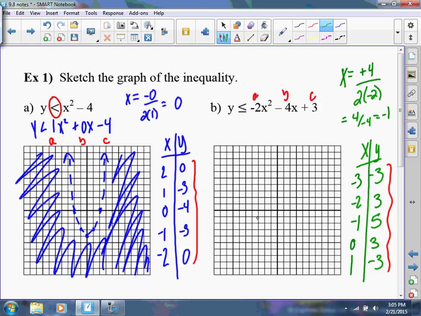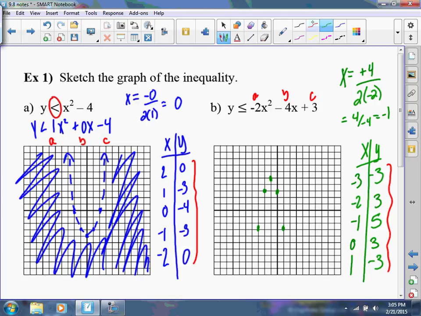So negative 3, 1, 2, negative 3. And then negative 2, 1, 2, 3. Negative 1, 5. And then 0, negative 3, and 1, negative 3. Oops, that's negative 4. There we go, negative 3.